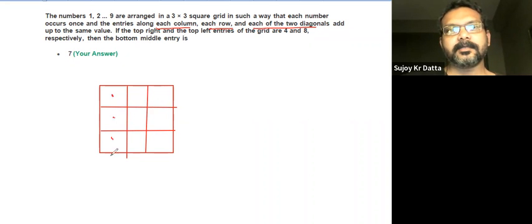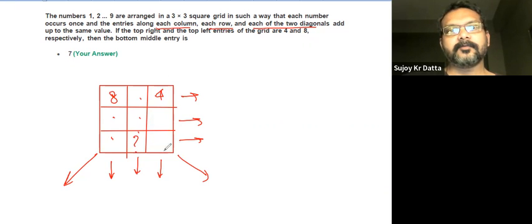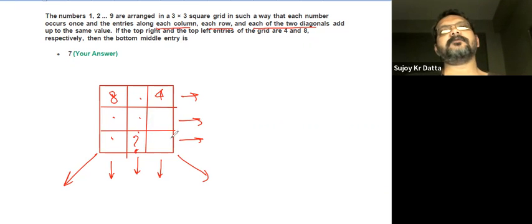So that means these three numbers' addition will be the same here also, and here also, here also, here also, here also. Then this diagonal and this diagonal all will be the same. They're saying the top right is 4 and the top left is 8. You have to figure out what is the bottom middle. What number should you have placed?